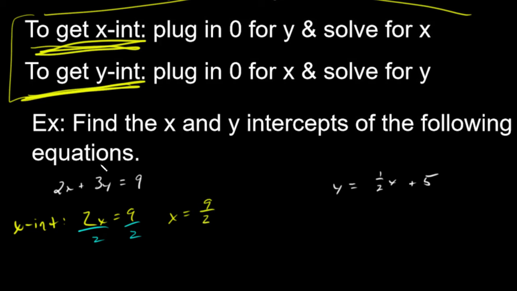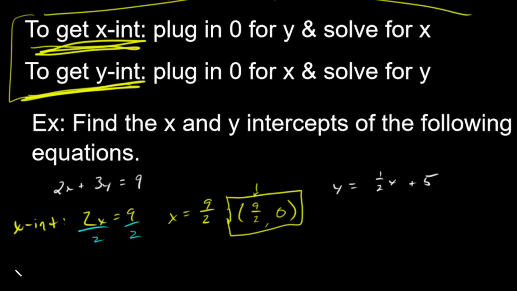So something to point out, intercepts need to be given in an ordered pair format. Remember, you plugged in 0 for y. So in your ordered pair for your x-intercept, this is the value you got for x, 9/2, and the value you plugged in for y was 0. So that is your x-intercept.